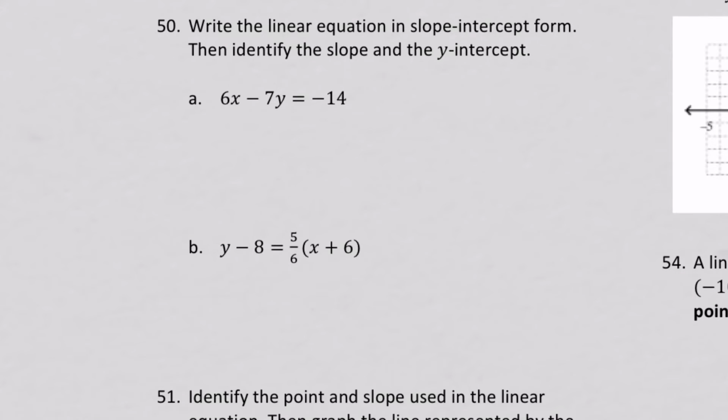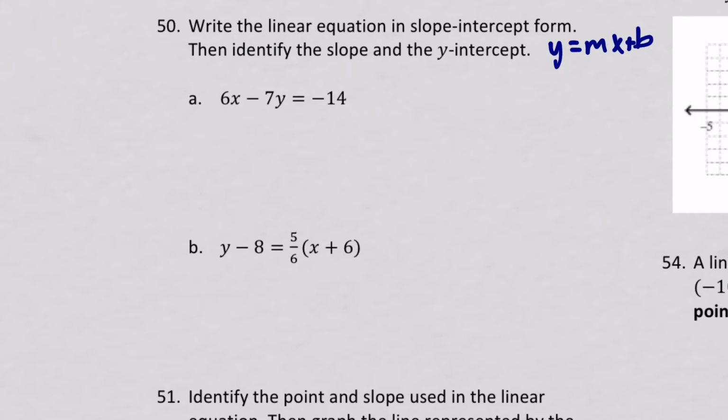Okay, number 50, write the linear equation in slope-intercept form, then identify the slope and the y-intercept. So this equation right here is written in standard form. This one down here is written in point-slope form. Both of them need to be written in slope-intercept form. Okay, so let's recall that slope-intercept form is y equals mx plus b. So we need to write them both in that form.